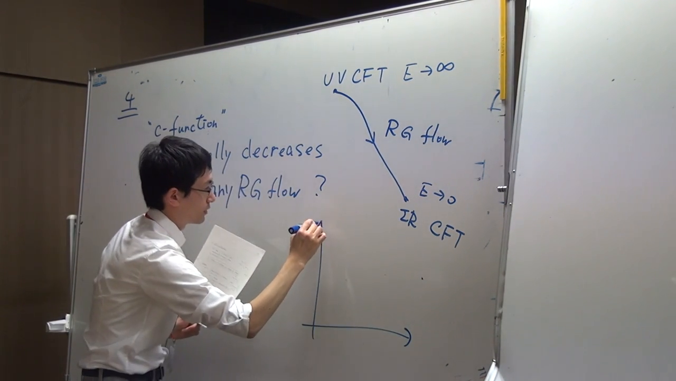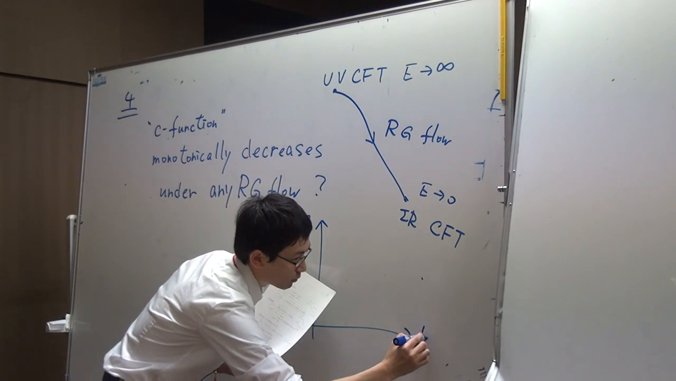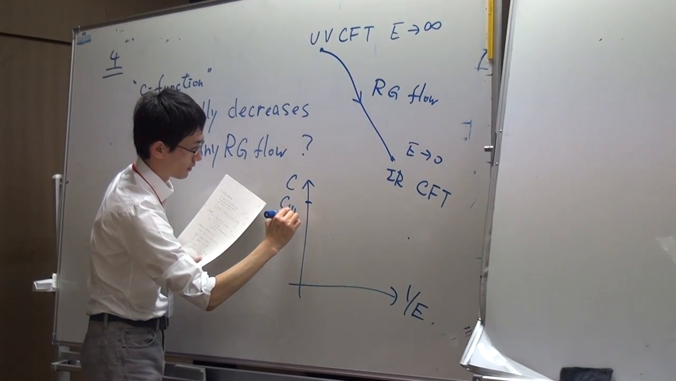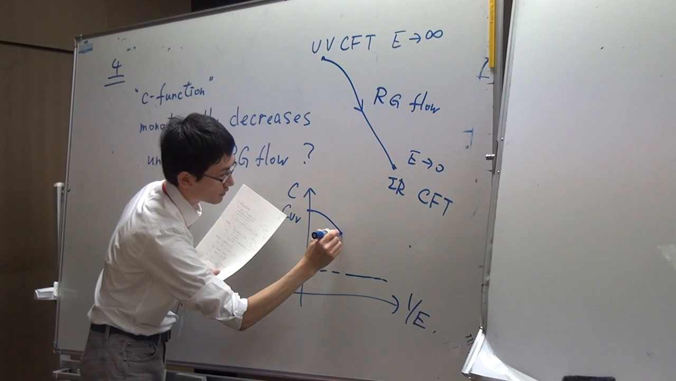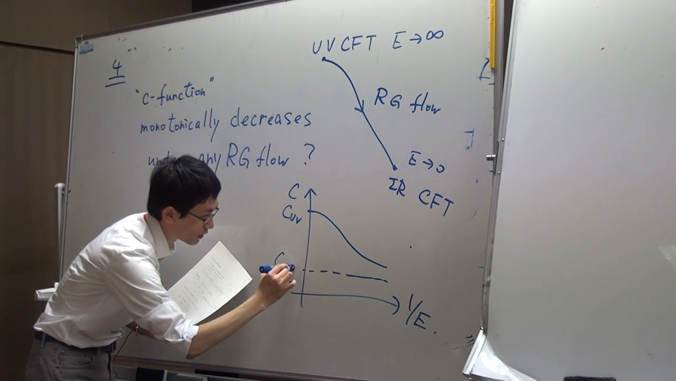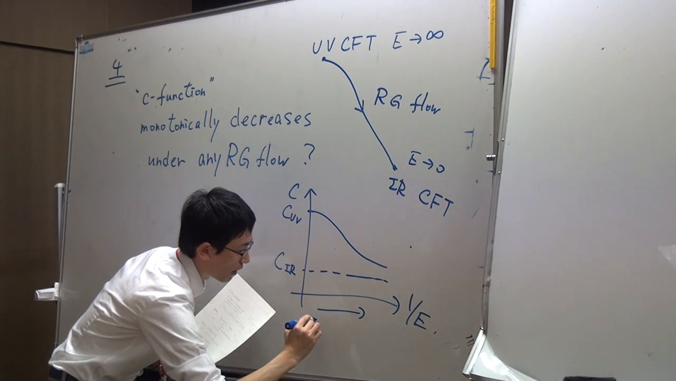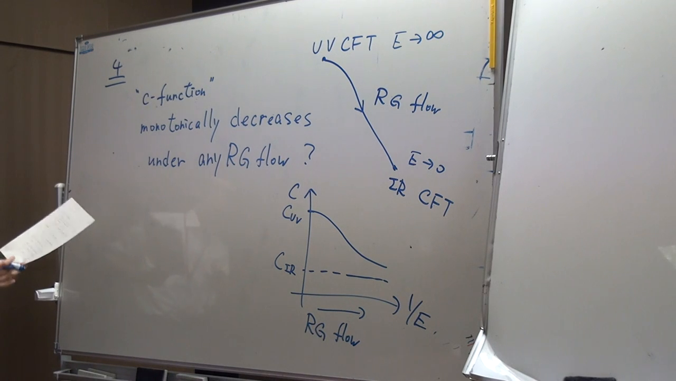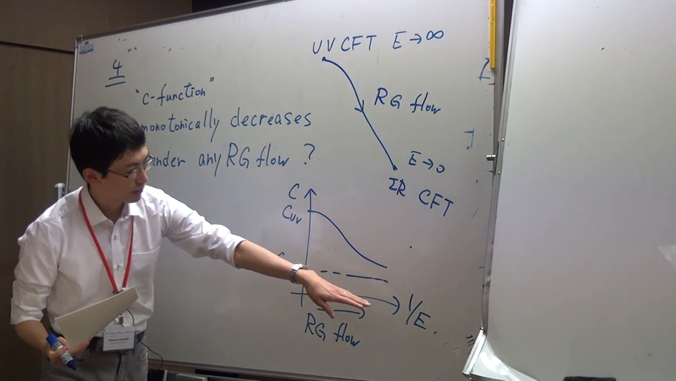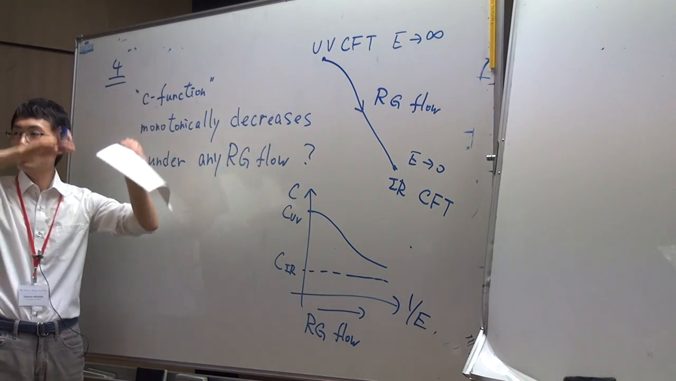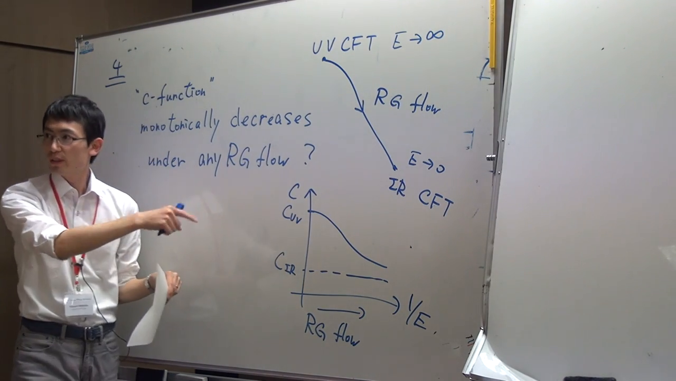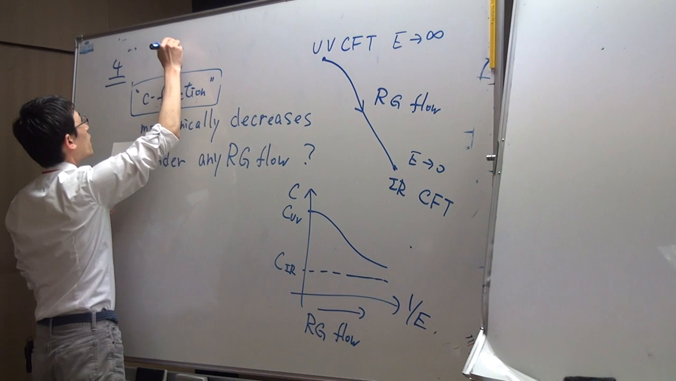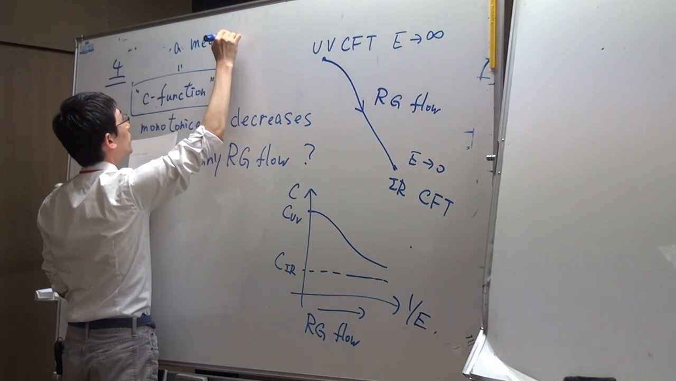This function, which I will denote C, I plot as a function of the inverse of the energy. Then C starts with some value at the UV fixed point, and it monotonically decreases along the RG flow, approaching the IR value. So this is the RG flow. Intuitively, the degrees of freedom should decrease as you lower the energy, because the massive degrees of freedom are decoupled as you lower the energy. So intuitively, you should have such a function, the C function, as a measure of degrees of freedom.